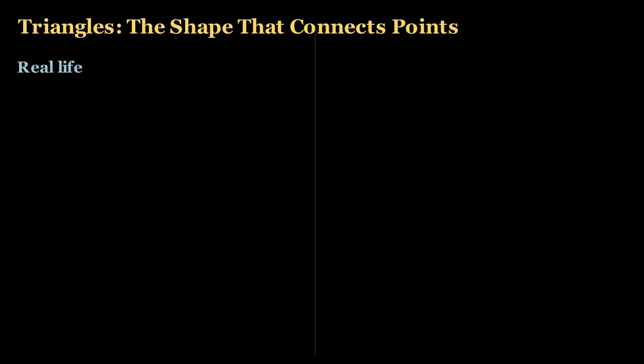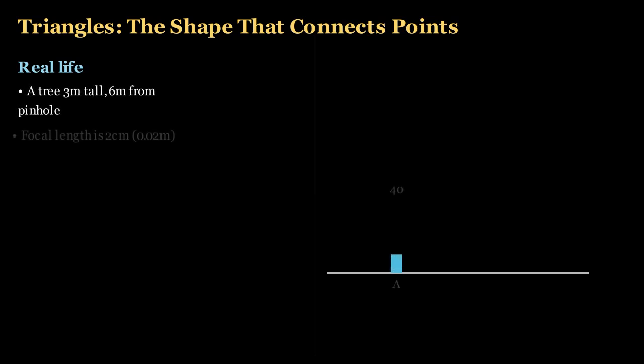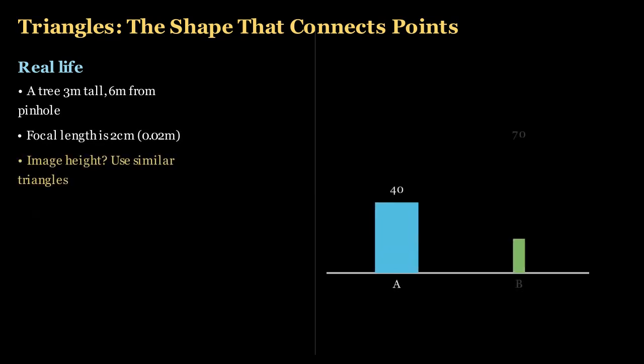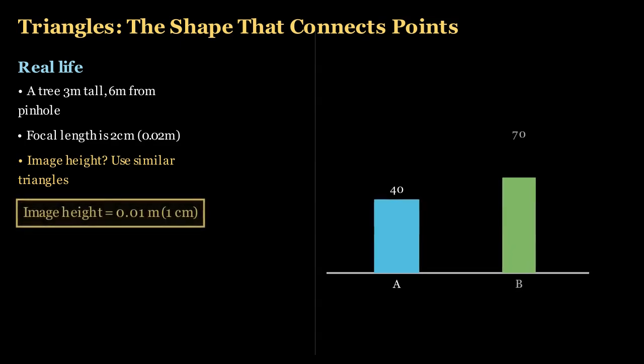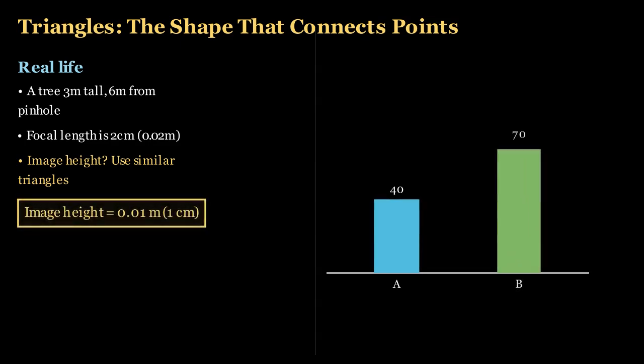Imagine a 3-meter tree, 6 meters from your pinhole camera with a 2 centimeter focal length. The world tree pinhole triangle and the image tree pinhole triangle are similar. So, image height over focal length equals tree height over distance. That's 0.02 times 3 divided by 6.